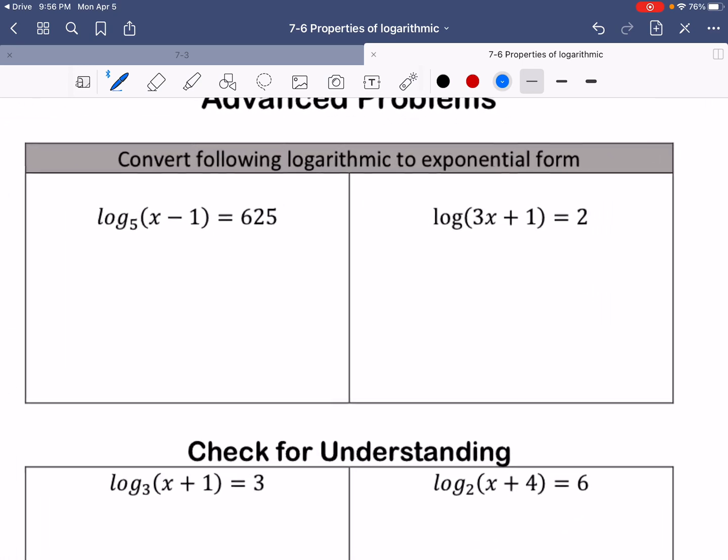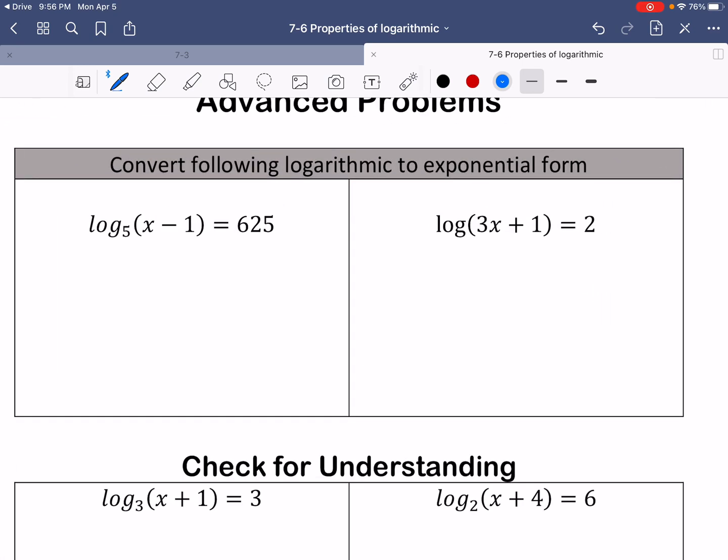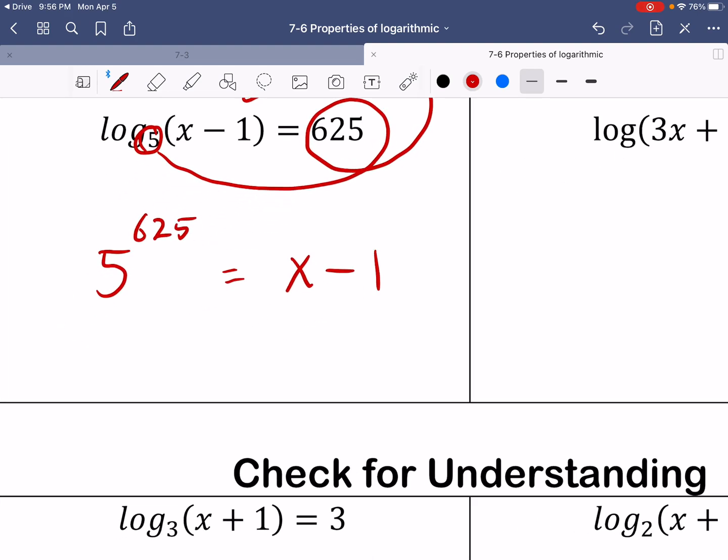So let's do some advanced questions. Now, what about in this case? Now you're not going to solve for x, I mean, you're going to solve for x, but I'm not asking you to get an exact number. So this base is going to be our base, and that's going to be our exponent. So it's going to be 5 to the 625 power equals x minus 1. That's what we need. And of course, if you put this into a calculator, you're going to get a really big number, so you're not going to do anything like that. If you just want to solve for x, what you're going to do is just plus 1 on both sides, and you just write it like this.